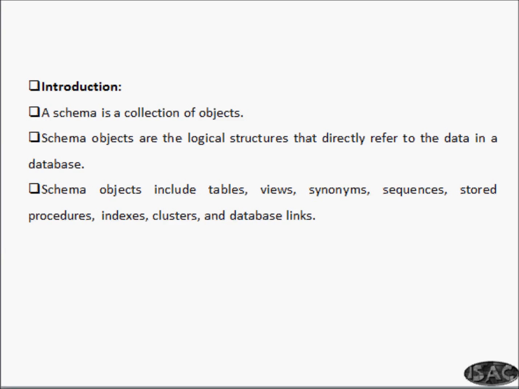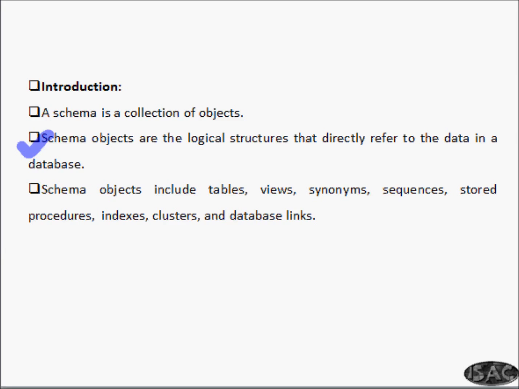So what is a schema? A schema is a collection of objects. When we create a user, one schema gets created. So a schema is nothing but the name of a user, which can hold a number of objects. And schema objects are the logical structures that directly refer to the data in the database. So we create some logical structures.